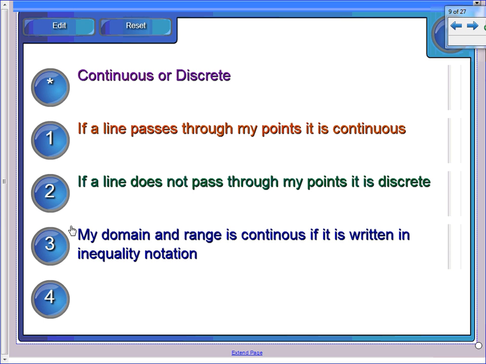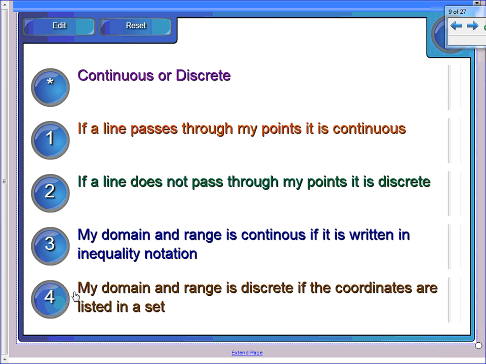With our parabola, we wrote it in inequality notation. It means the graph was continuous. My domain and range is discrete if the coordinates are listed in a set. We just did that. We listed domain in a set and range in a set for our x and y values. Okay?